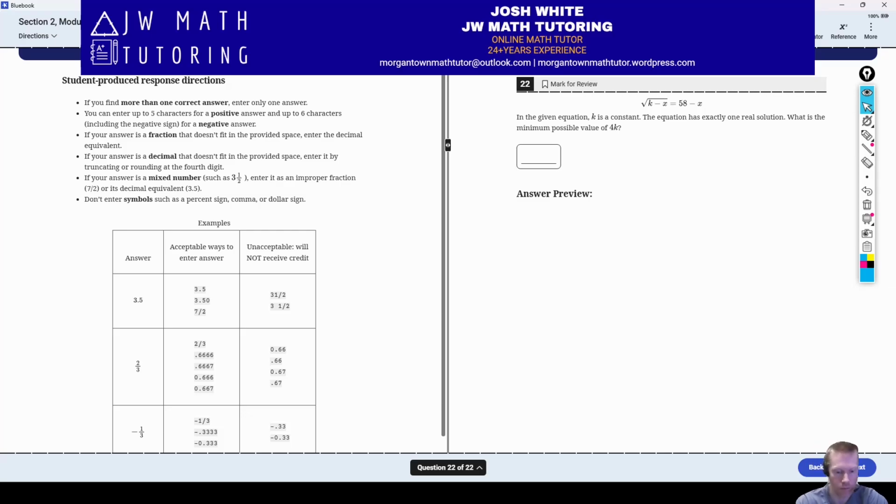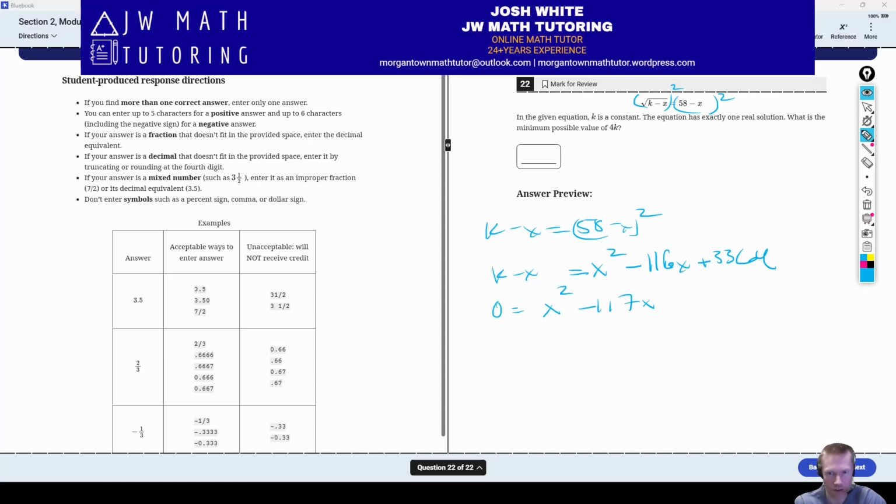All right, last question, number 22. I will show you multiple ways to do this. First, if you wanted to do this by hand, what you're going to do is square both sides and get k minus x equals 58 minus x quantity squared. And then you're going to multiply that out, and you're going to get x squared minus 116x plus 3364 on the right equals k minus x. And then if I bring everything over to the right, I get x squared minus 117x plus 3364 minus k.